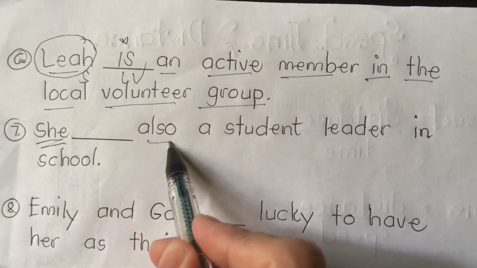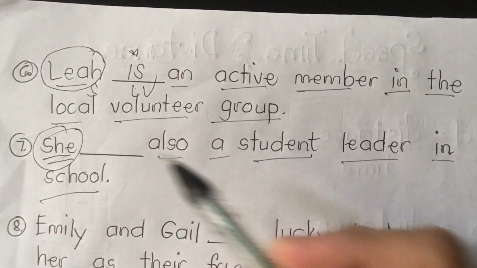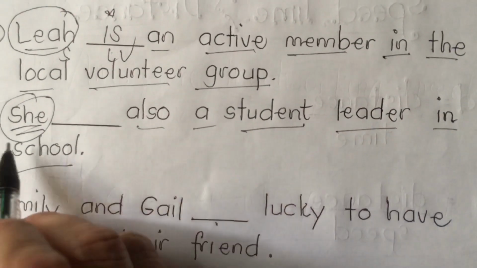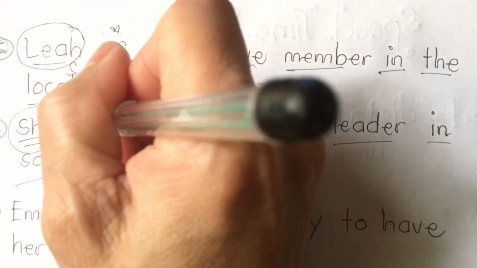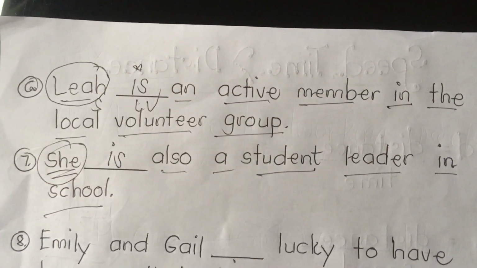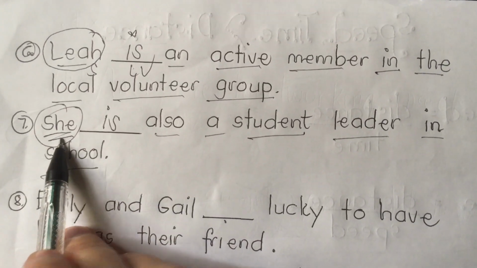7. She also a student leader in school. She is a subject pronoun. She is referring to a female. That's why we talk about only one. We're going to use the singular be verb form, which is is. That's a singular subject, she.